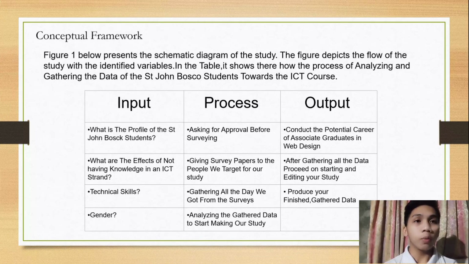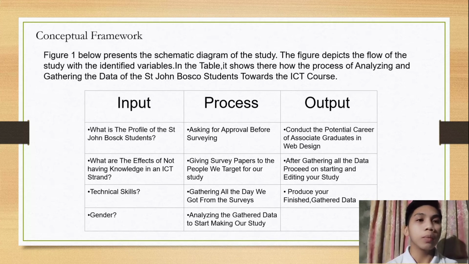In the conceptual framework, in the illustration we are going to show here how we conduct our study in process. In the first part, we are going to plan the profile of those students that we interview in our study, and that we call input. In process, we are going to convince the principal or the supervisor for the approval of our survey or the interview of their ICT students. In output, we will conduct our result in interview, and that is the potential career of the associate graduates.